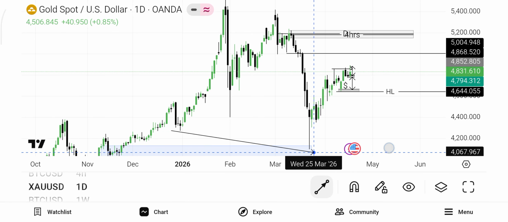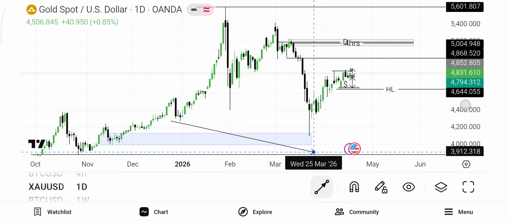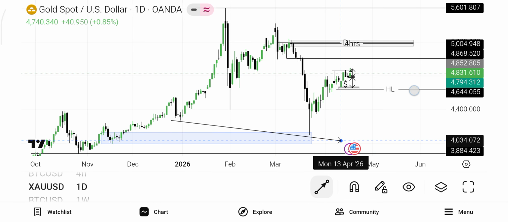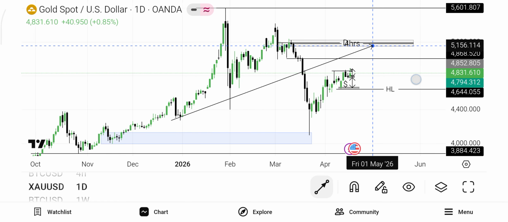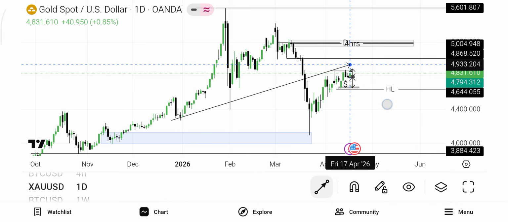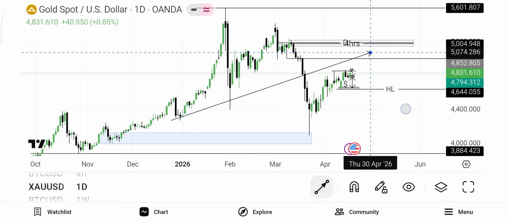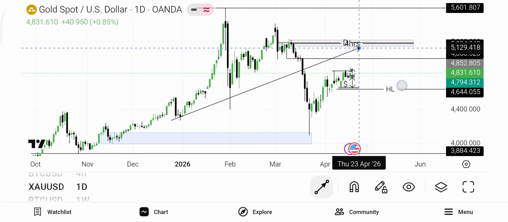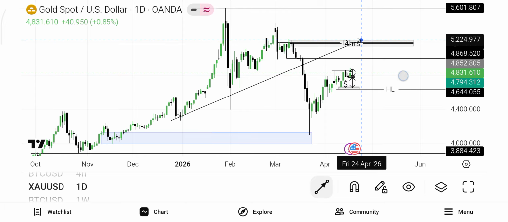When you find that this market has mitigated this weekly order block and it's a demand zone, that is one thing you should understand: we should be looking for more buys than sells. I don't mean that you should not sell, but you should have the knowledge that the market is likely to buy more than it sells.